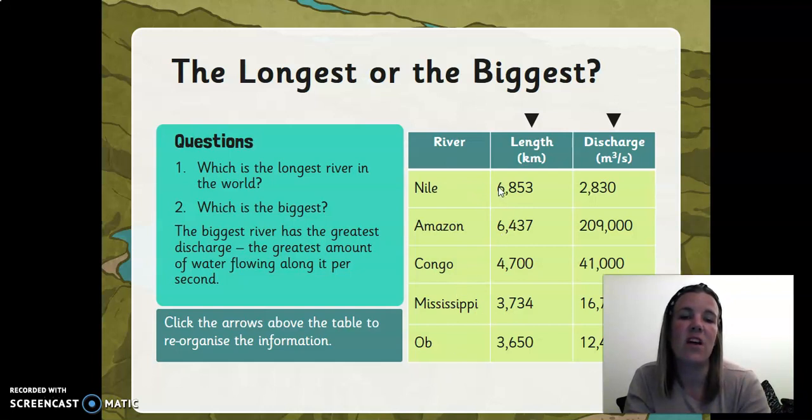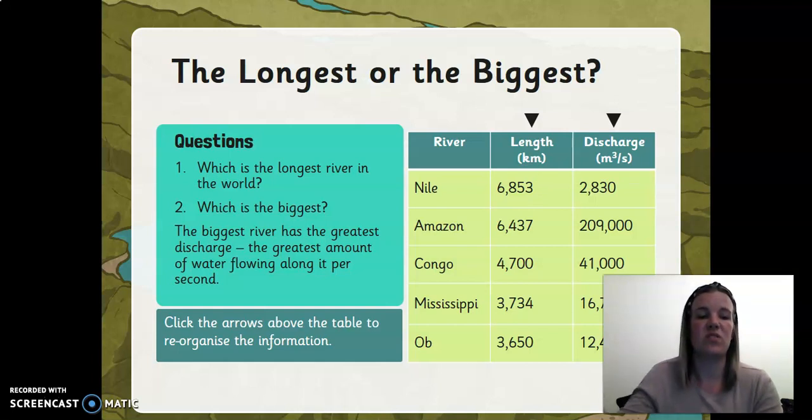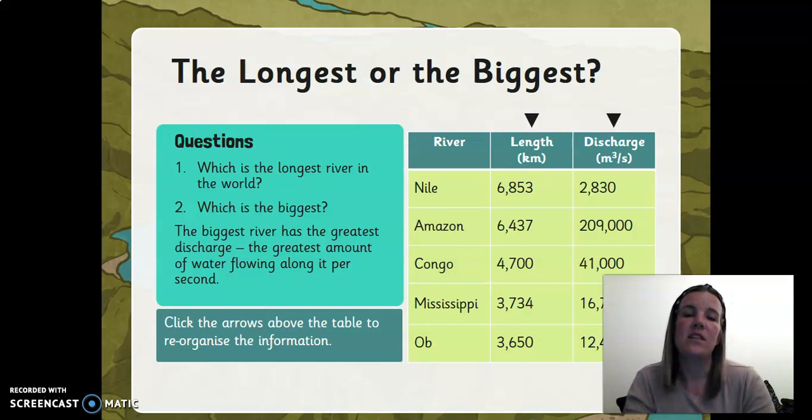I can see that the River Nile is 6,853 kilometres long, and that means from the source of the river, the beginning of the river, all the way down to the mouth of the river. That's what it means by the length of the river. Okay, 6,853 kilometres, and that's longer than any of the other rivers in that table there.